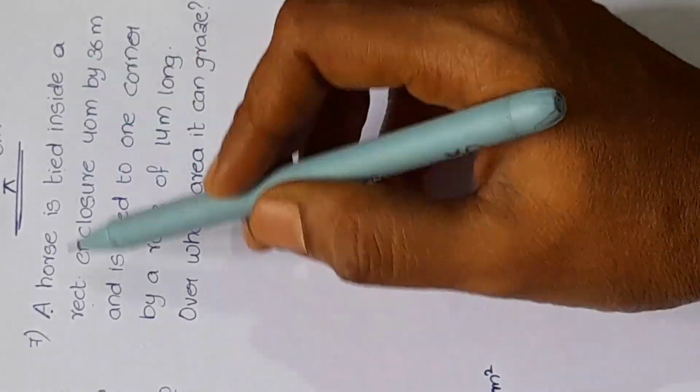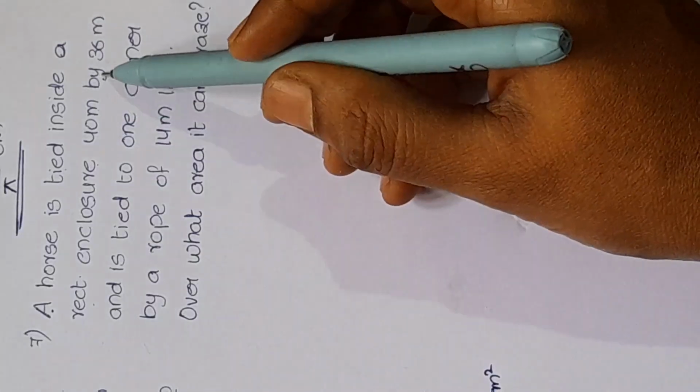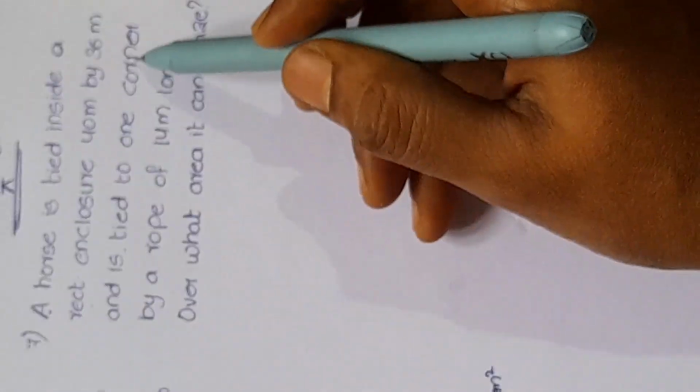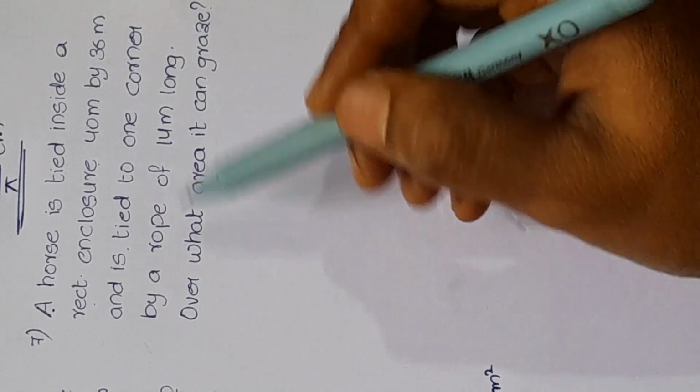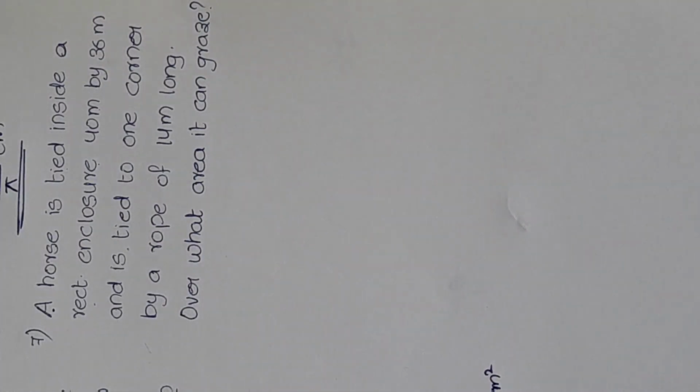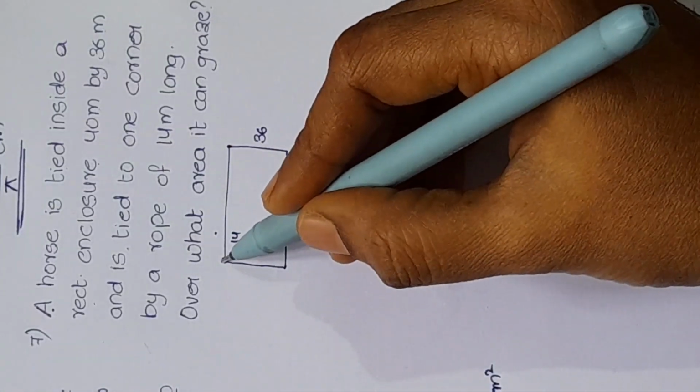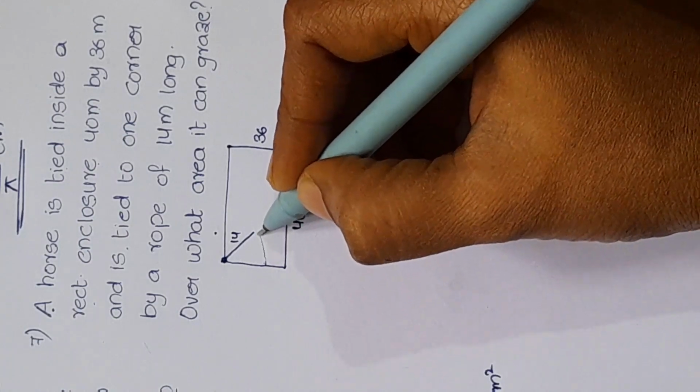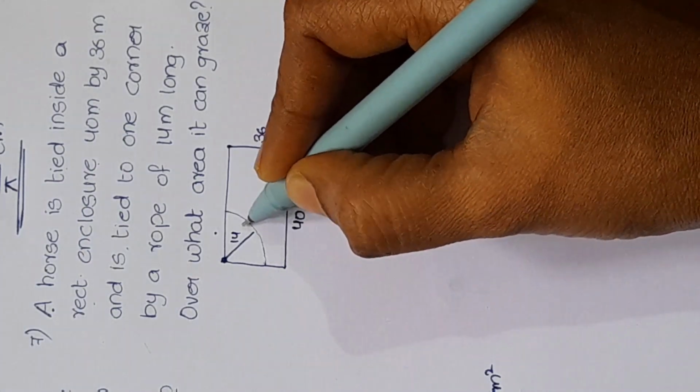A horse is tied inside a rectangular enclosure 40 meters by 36 meters and is tied to one corner by a rope of 14 meters long. Over what area can it graze? So the horse is tied here. It grazes this portion of the rectangular area.